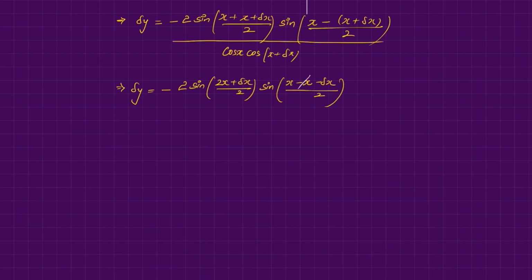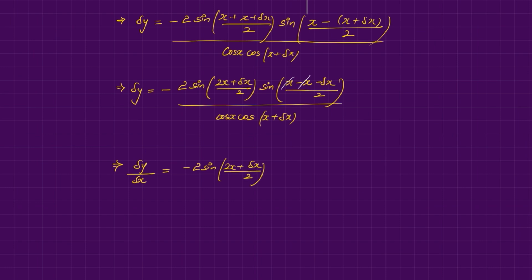So here minus and minus will get cancelled, whole divided by cos of x into cos of x plus delta x. Now let us divide both sides by delta x, then we will have this equals to minus 2 sine of 2x plus delta x by 2 sine of minus delta x by 2 whole divided by cos of x into cos of x plus delta x into del x, since we are dividing both sides by del x.